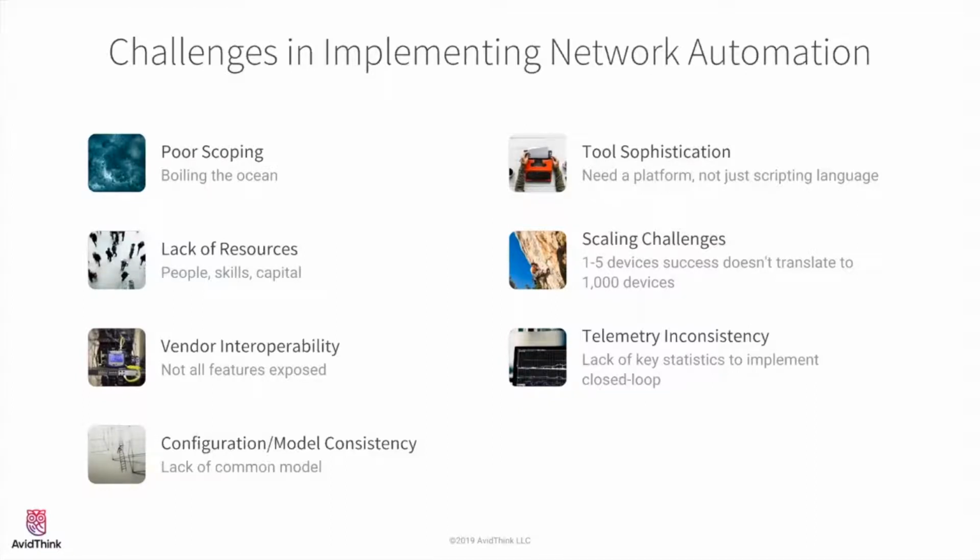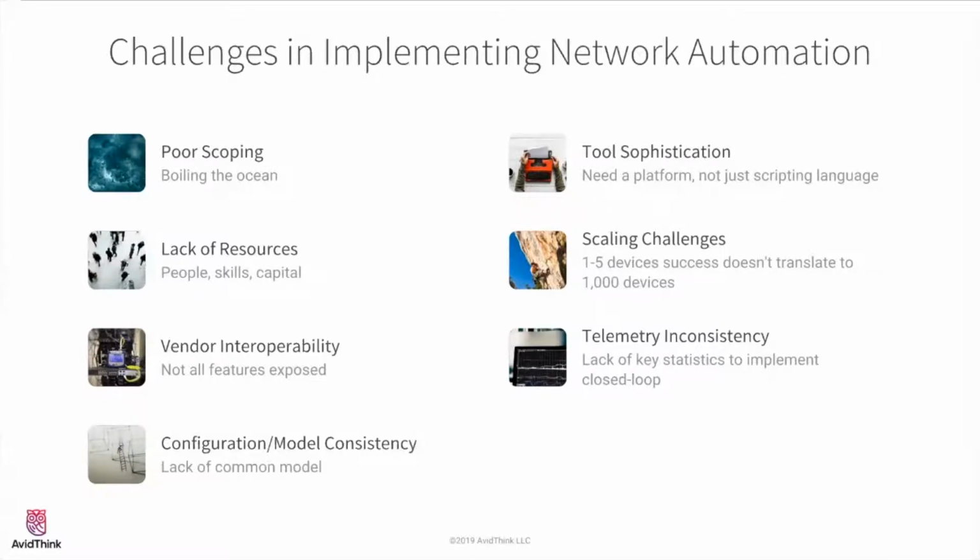And aligned with that is lack of a common model. To get configuration consistency or model consistency, not all equipment will have the same so-called abstraction model for a particular network service. And while OpenConfig and the vendors involved in that are trying to move towards common models for many things that you're trying to automate, it's still going to be a work in progress.